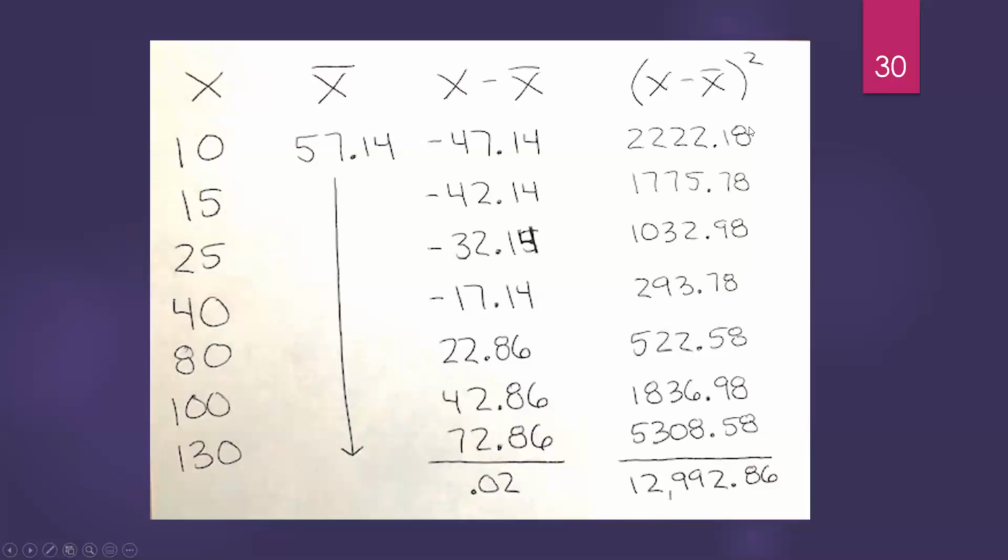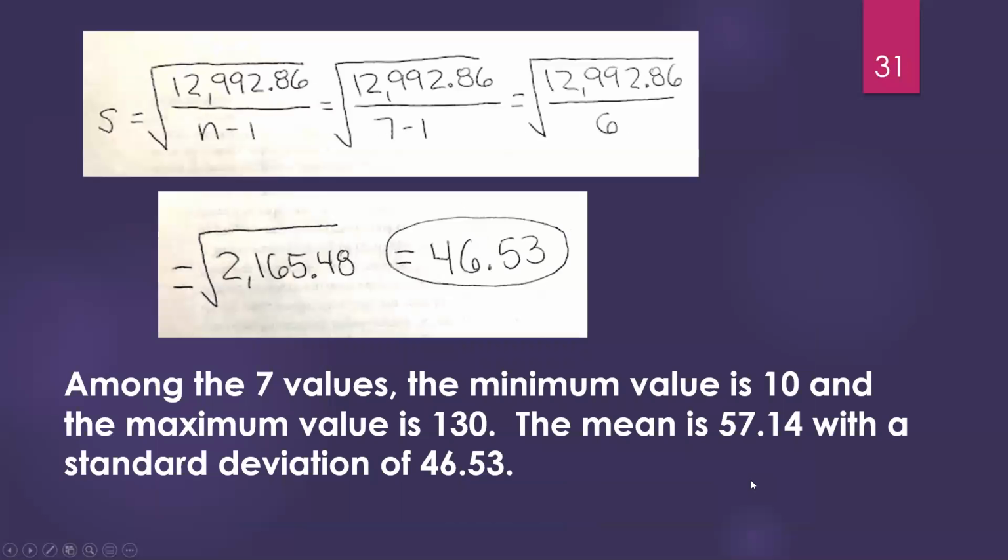Then step 5 is to add up everything in column 4. So we're adding 2222.18 plus 1775.78 plus 1032.98, right? Add up all of these values in column 4. Be careful about fat finger calculator errors, to get our final value here. Remember that that is the numerator. That's the value that goes on top of the formula. Then we have n minus 1 on the bottom.